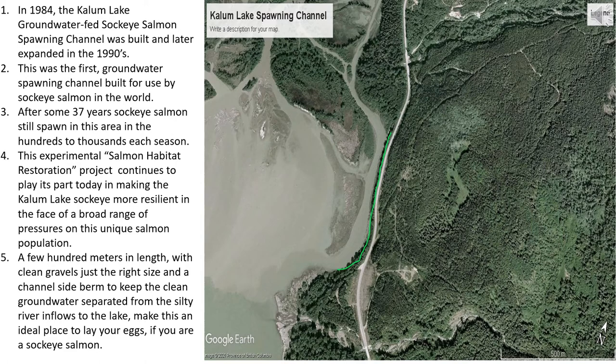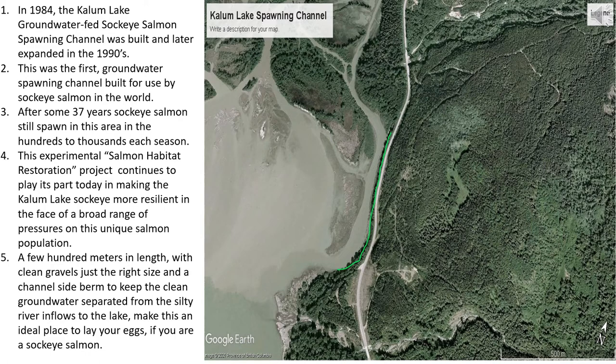And we're at the edge of Calum Lake, but where a large glacial river feeds the top end of the lake. During the summer and even into the fall, high sediment loads in the lake and this river, but the groundwater is very clear. So it was built along the toe and a berm was built beside the channel that could find the clear groundwater on one side and the silty water on the other. Perfect spawning gravel was placed along the length of the channel.